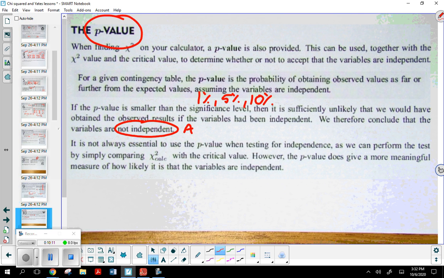That means there's some type of association. There is some type of relationship with them. Okay? They're not independent of each other, they are dependent in some way. Now, it's not always essential to use the p-value when testing for independence, as we can perform the test by simply comparing the calculated to the critical. However, the p-value does give a more meaningful measure of how likely it is that the variables are independent. So like I said, we're going to use it as kind of a way of double checking ourselves. Okay.